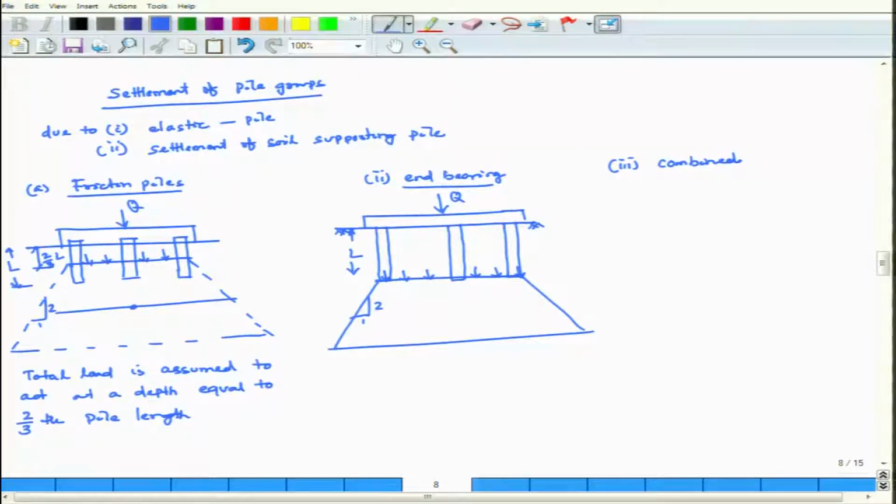How do you know that it is end bearing or friction pile? In friction pile, generally subsoil profile will be homogeneous. In end bearing pile, what will happen? There is a weaker soil, and here there is a strong strata.